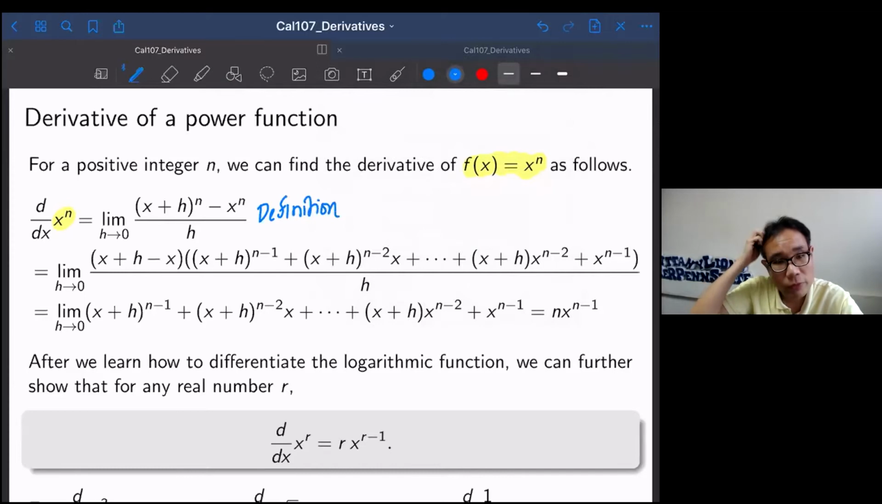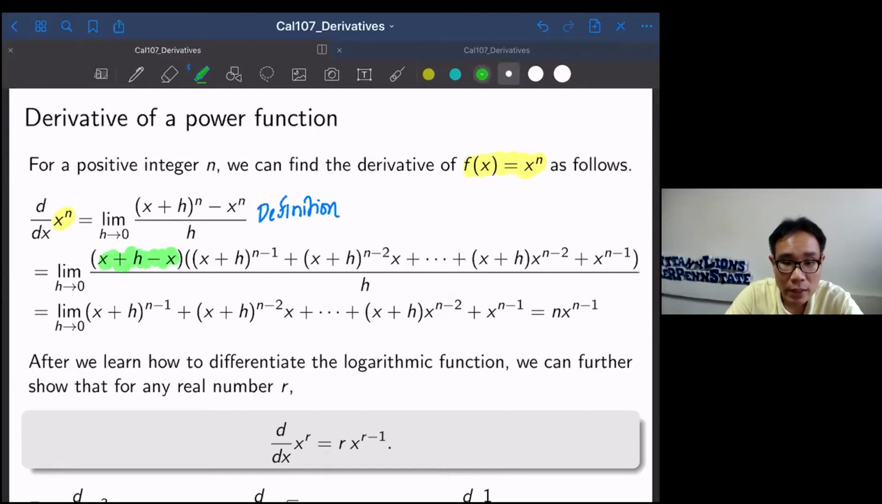So the definition will tell you that it's going to be the limit as h goes to 0 of f(x plus h) minus f(x), so it's going to be (x plus h) to the n minus x to the n. On the bottom, you get h. And you see that this guy, (x plus h) to the n minus x to the n, can be factored with the factor (x plus h minus x).